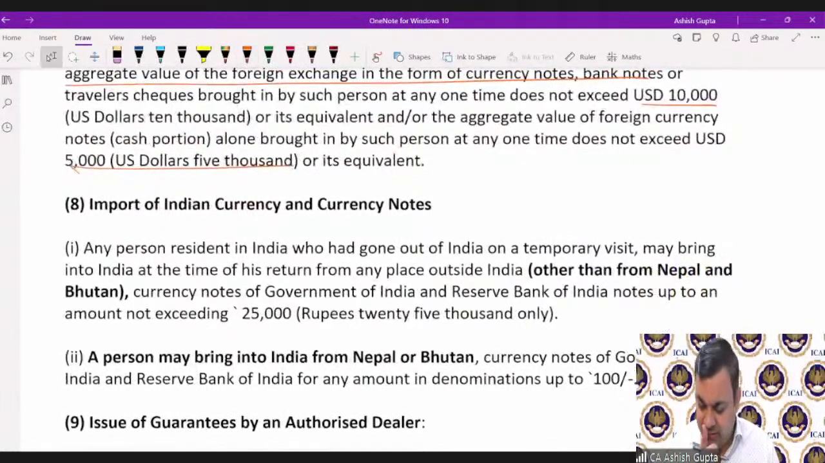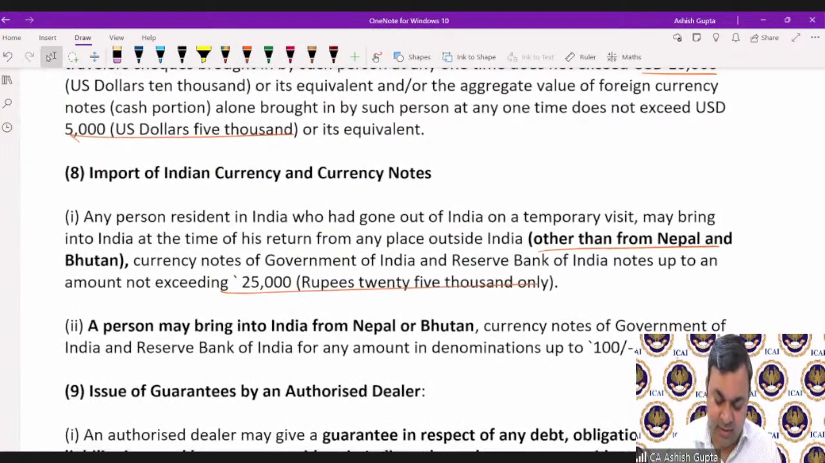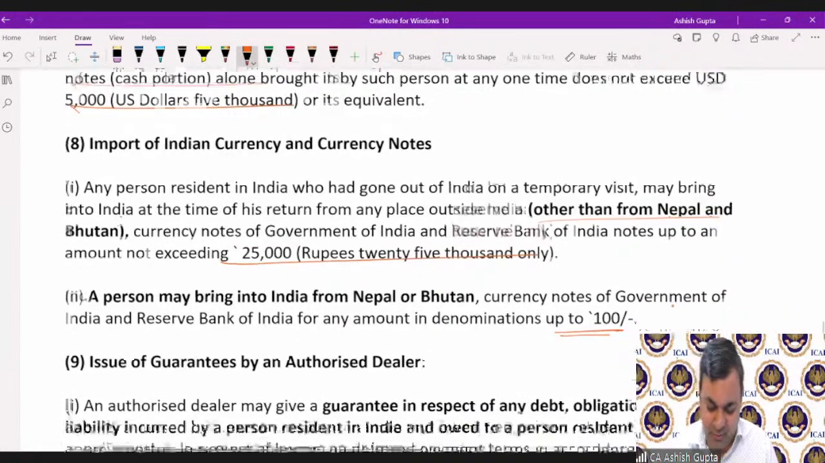Import of Indian currency and currency notes. Any person visiting from Nepal and Bhutan, in that case, 25,000 is the maximum rupees limit, right? And from other than Nepal and Bhutan, there is no limit, but the denomination should be up to 100 rupees. Means you can bring 10 rupees notes, 5 rupees notes, no issue at all.